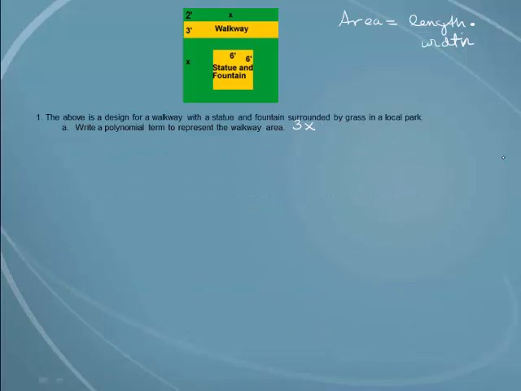So we'll put A here, 3x. For B, we're going to write a constant term to represent the statue and the fountain area. The statue and the fountain area is 6 by 6, so that's 36.